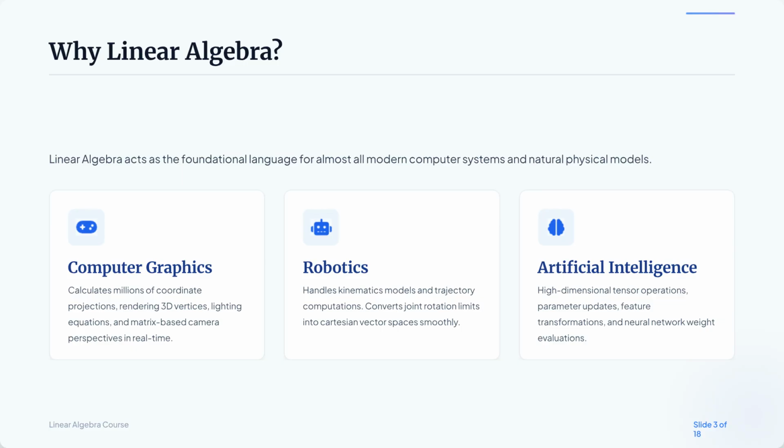I am sure every one of you has asked the same question. Why do we learn linear algebra? And the answer is simple because it is the foundational language for modern technology, from rendering 3D graphics in real time to enabling robotic motion and powering artificial intelligence. Linear algebra provides the necessary framework for complex computations.